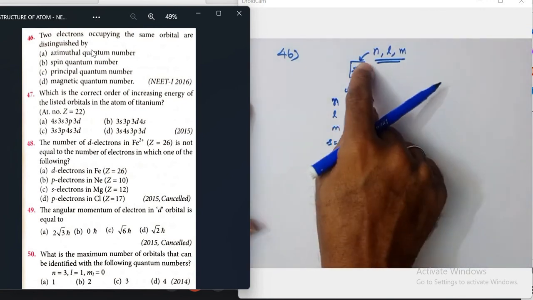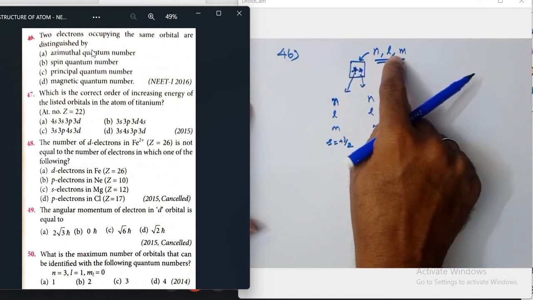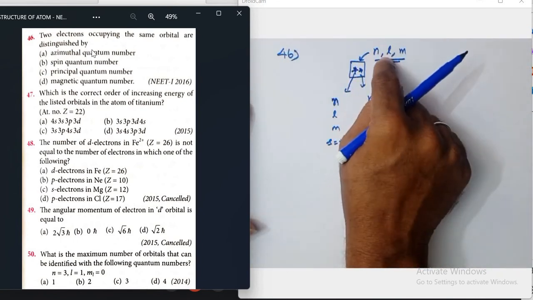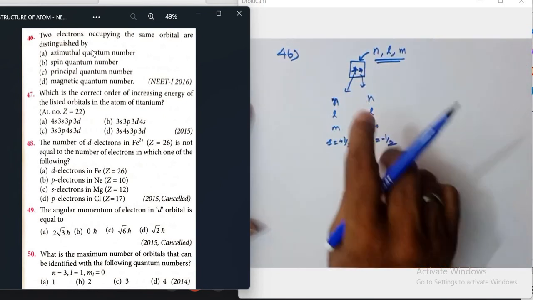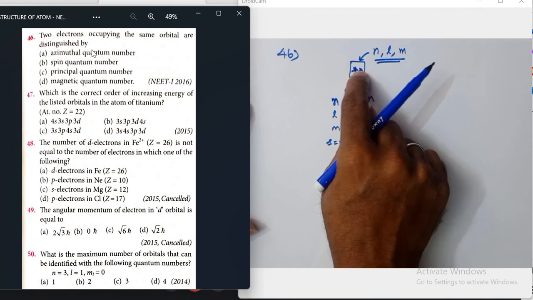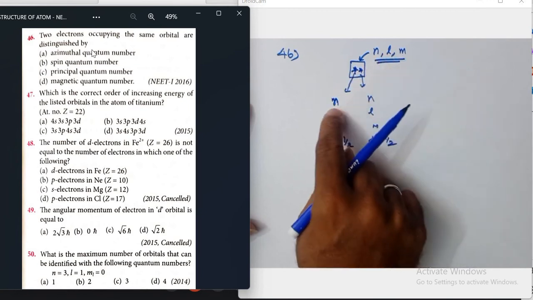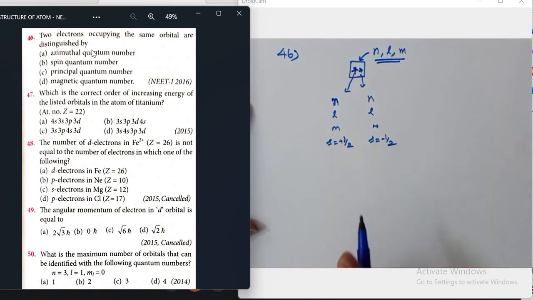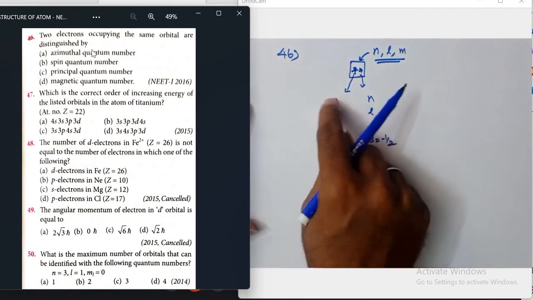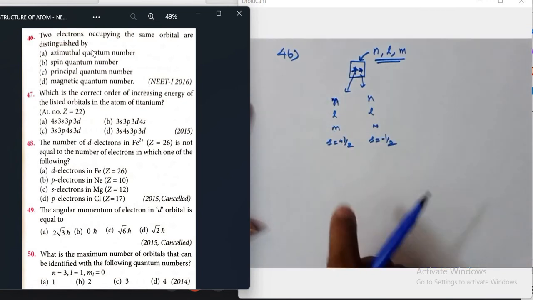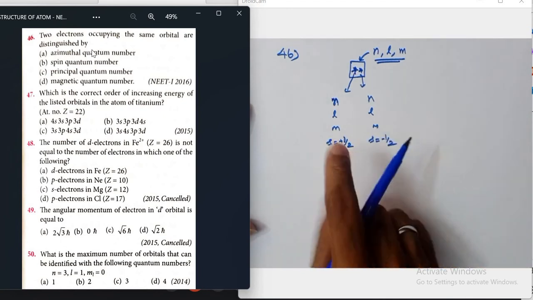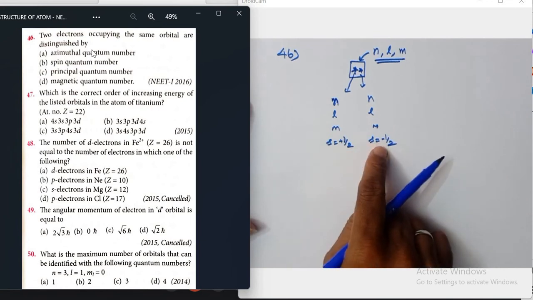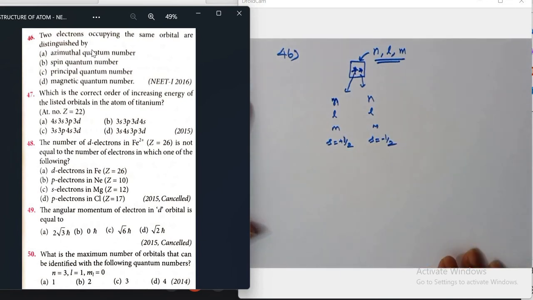I repeat, for an orbital, 3 quantum numbers are required. For a particular orbital, the n, l, m values are fixed. So if you have 2 electrons in that orbital, both have the same n, l, m values. Then which one will differ? Only the spin quantum number differs, because electrons have 4 quantum numbers, so the spin quantum number must be different. Otherwise, the Pauli principle is not obeyed. So s is plus half for one electron and minus half for the other electron. Is this clear?